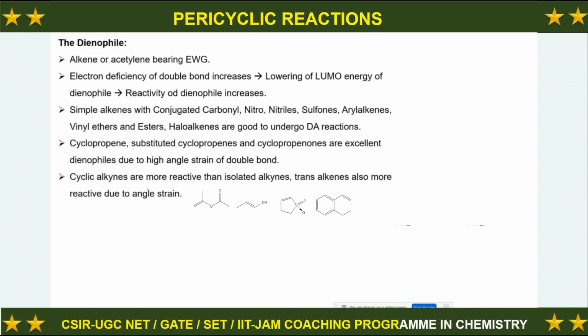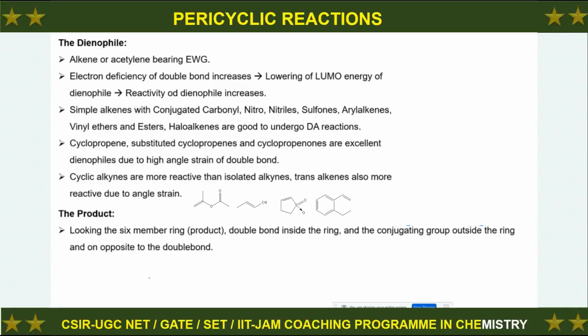So cyclic alkynes are more reactive than isolated alkynes. Trans alkenes are also more reactive due to the angle strain. So the angle strain is what causes the reactivity of the cyclic alkynes. Benzyne is a cyclic alkyne, right? So that also is very facile for Diels-Alder reactions because of the angle strain.